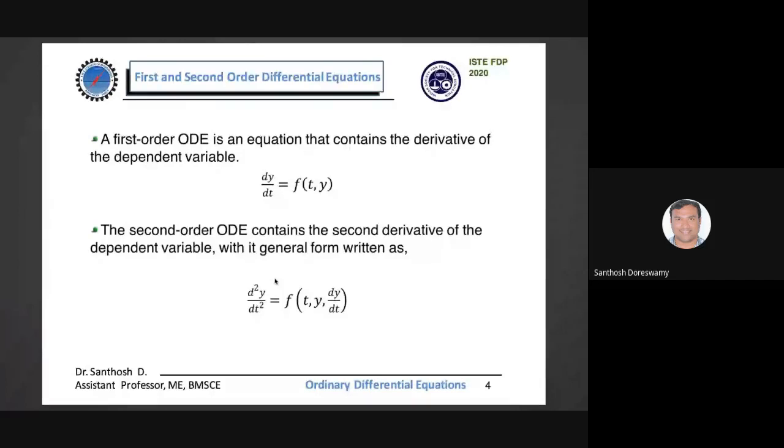In this session, we will try to restrict ourselves to solving only the first order ordinary differential equation and the second order ordinary differential equation, because most mechanical engineering problems, when solved using some of the differential equation methods or solution techniques, fall in the class of first order or second order differential equations.